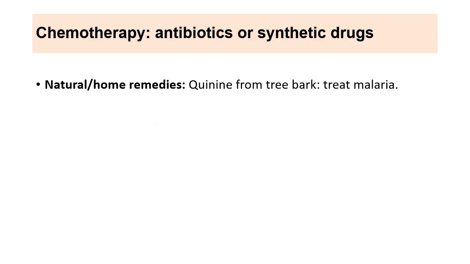Apart from vaccines which improve the lot of man, there was chemotherapy. There are antibiotics, or it could be synthetic drugs. And of course, I'm sure you know that there were always home remedies, or your grandmother's remedies, which could help in treating so many types of diseases. So I'm sure you know that honey can be used, ginger can be used, basil can be used.